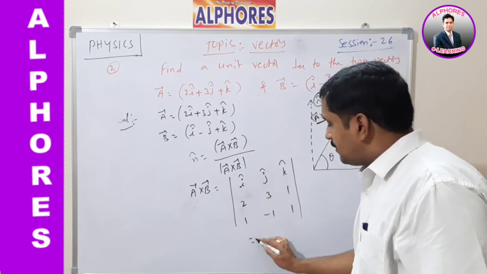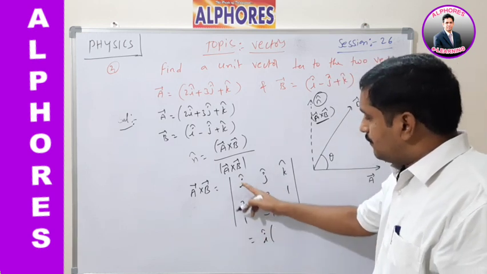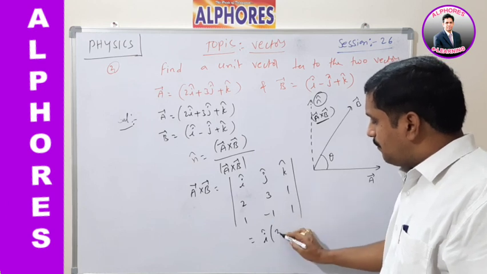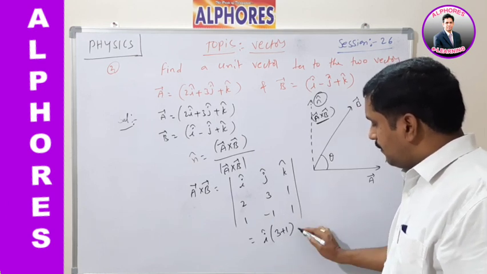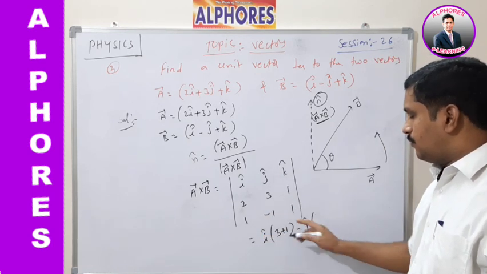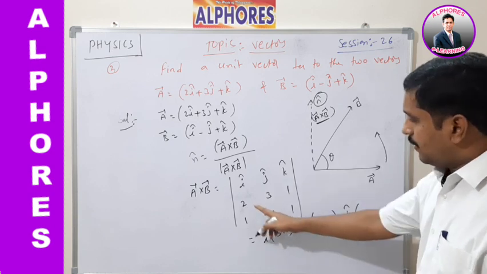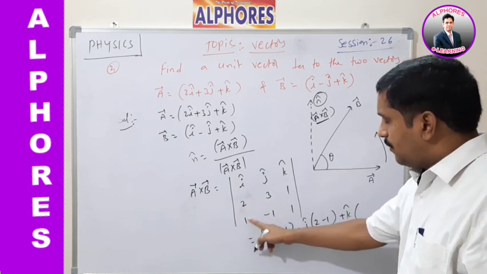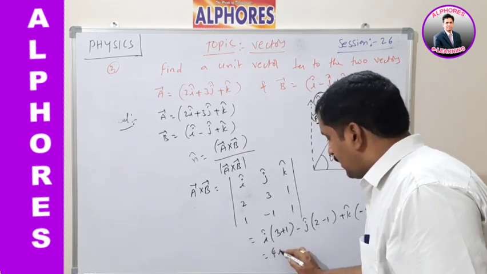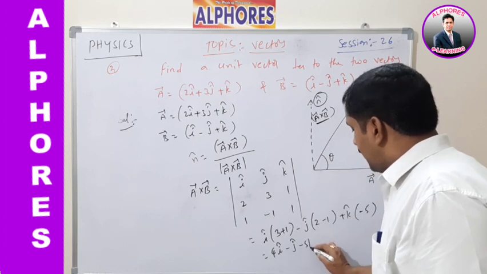Okay, how much is this value? Yes, what is the value now? i cap into (3 minus, or minus 1, 3 plus 1), again minus j cap into (2 minus 2 minus 1, that is 2 minus 1), again plus k cap into how much? k cap into 2 minus 3, that means minus 5. Here, how much am I getting? 4i cap minus j cap minus 5k cap.